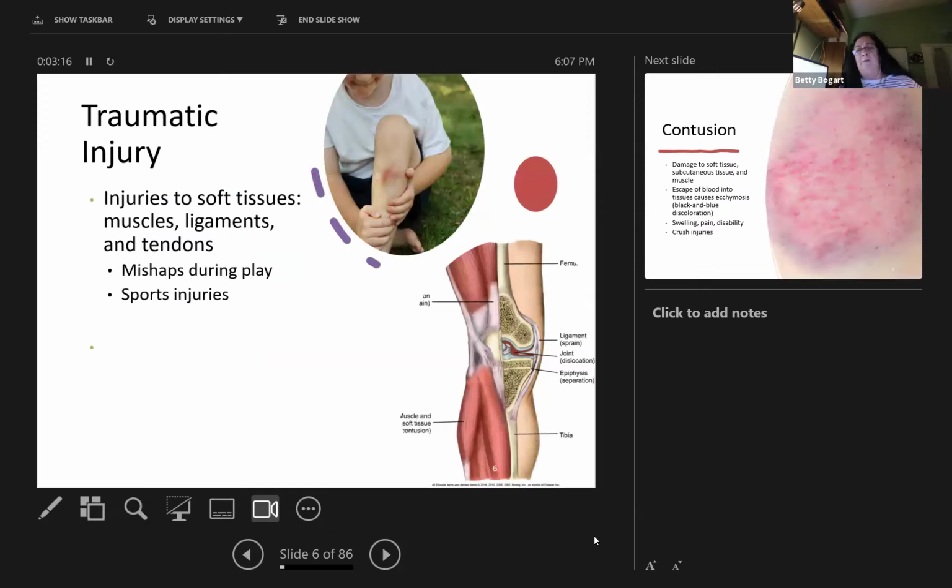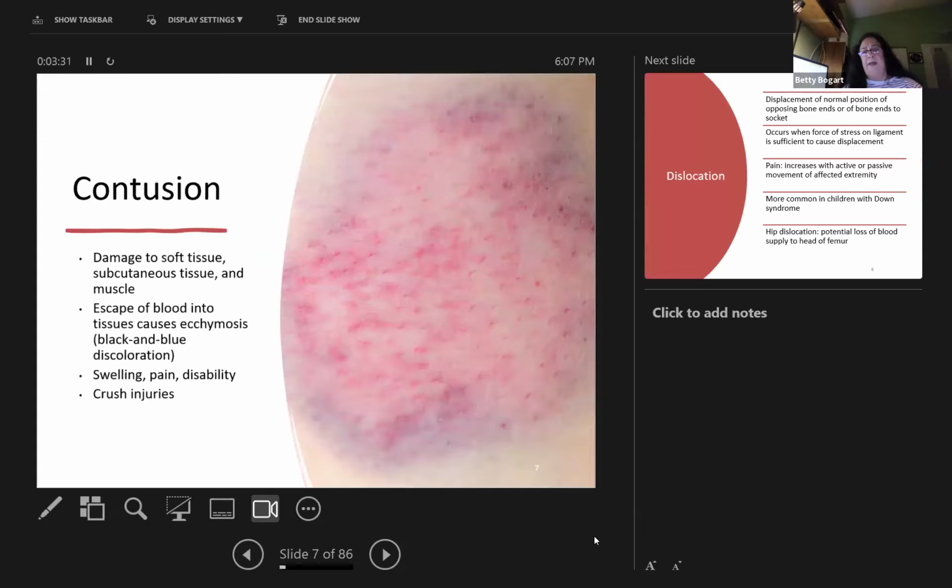So let's start talking about musculoskeletal and all those things that can happen. Well, kids are always falling down. It's just part of playing and being who they are. We know it happens during play, and we know, of course, sports will cause them. Now, contusions, ecchymotic area, no big deal, right? It can be.